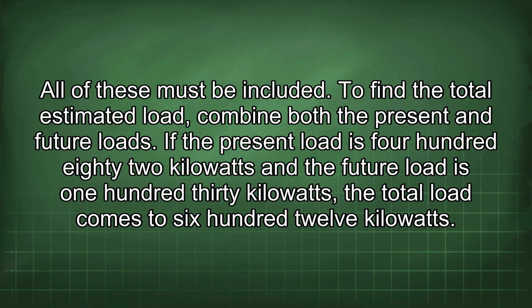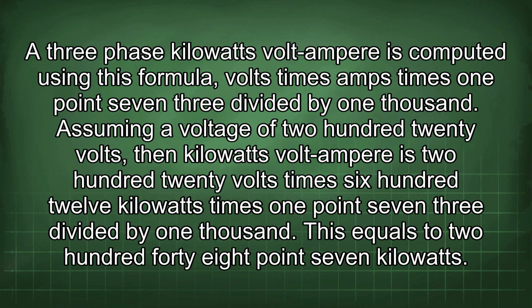To find the total estimated load, combine both the present and future loads. If the present load is 482 kilowatts and the future load is 130 kilowatts, the total load comes to 612 kilowatts. A three-phase kilovolt-ampere is computed using this formula: volts times amps times 1.73 divided by 1000.